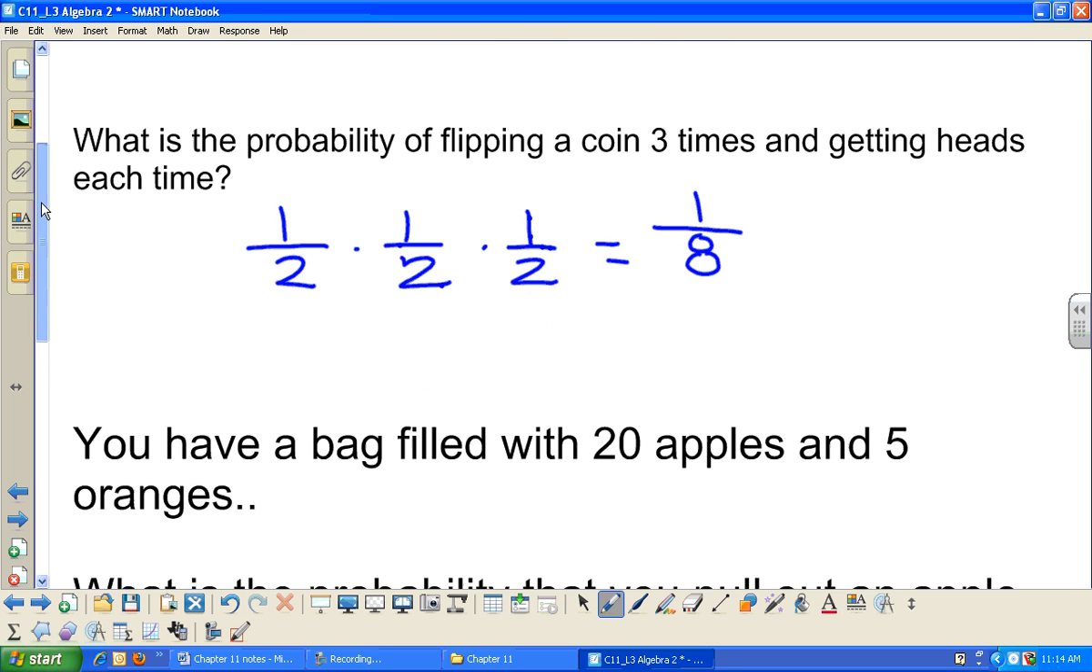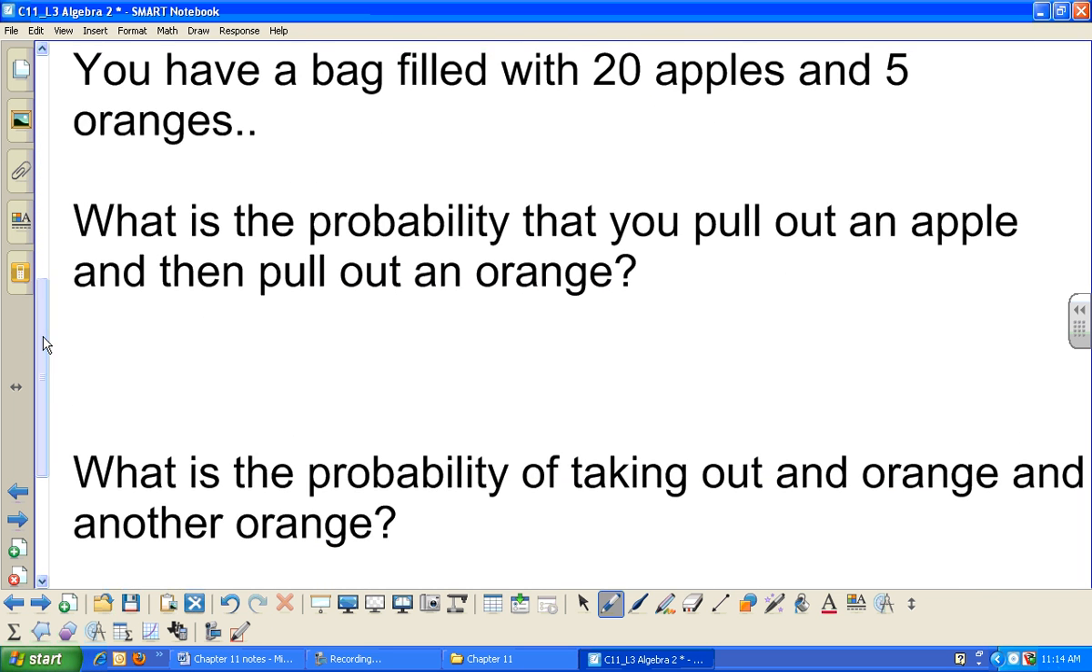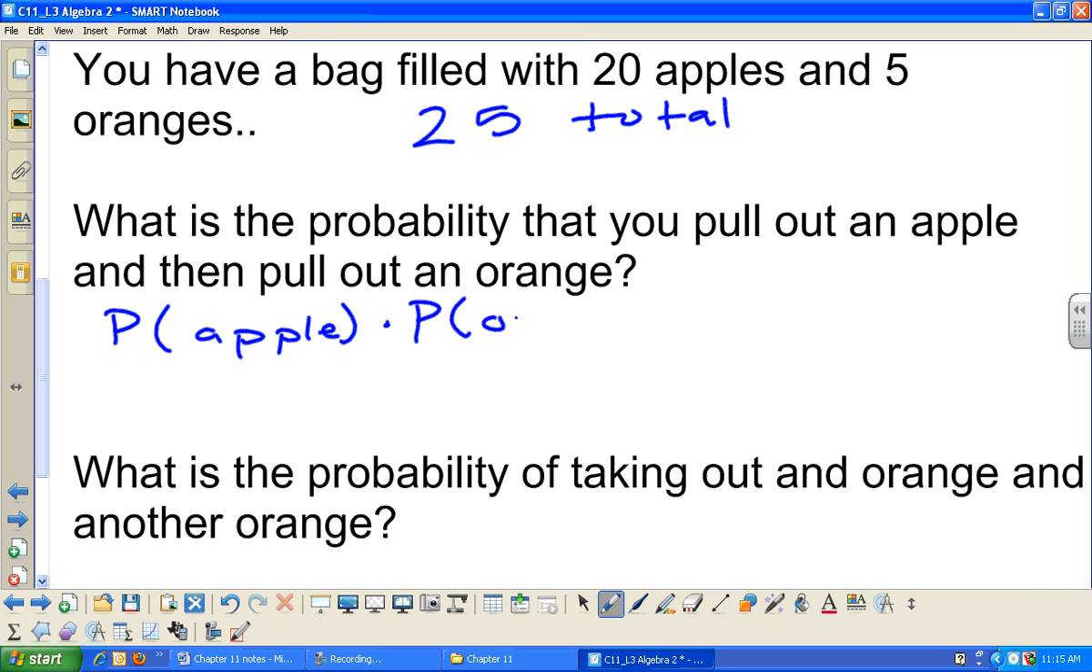Now let's say I have a bag of 20 apples and 5 oranges. That's a total of 25. I typically write my totals right away so I don't get confused. What's the probability you pull out an apple and then pull out an orange? If I were to write this, this would be the probability of picking an apple times the probability of picking an orange, given that I already picked an apple.